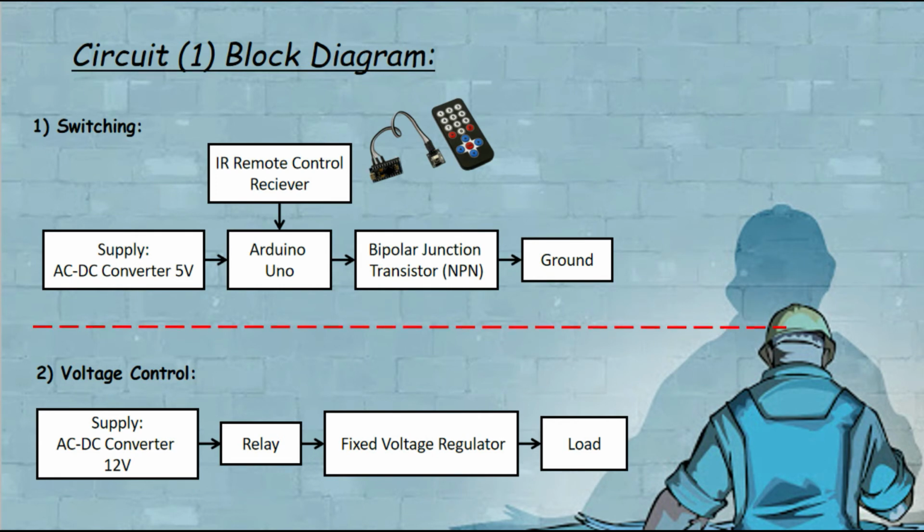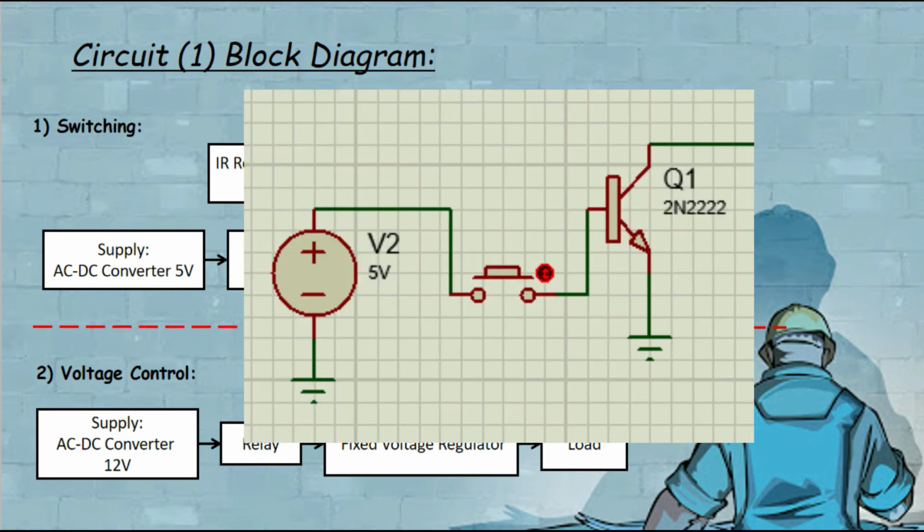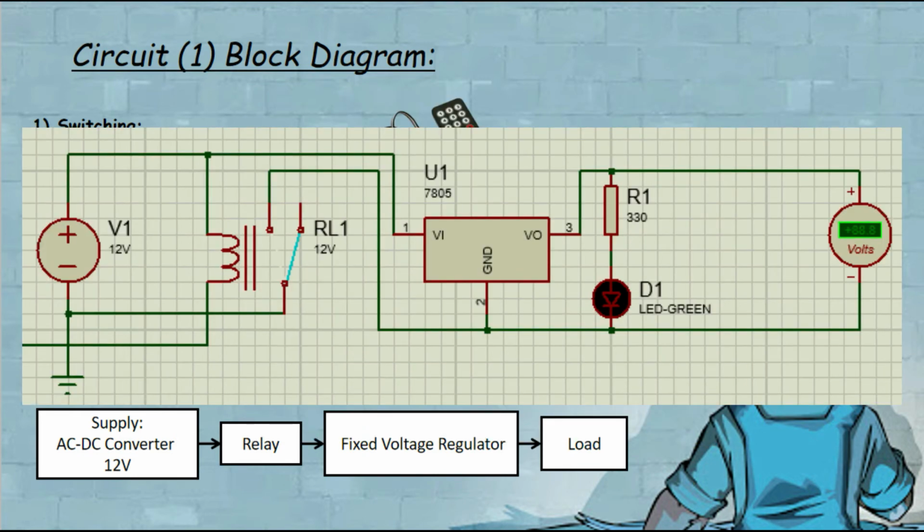For the switching, use an AC-DC converter to turn on the Arduino Uno and attach it with the IR remote control receiver. Then we connect to the bipolar junction transistor BJT NPN to control the ground connection. For voltage control, use an AC-DC converter but at a higher voltage than the switching because of some losses due to the multiple fixed voltage regulators. So I use a relay and then connect to the fixed voltage regulator and load. So basically this is a switching circuit and this is the voltage circuit.